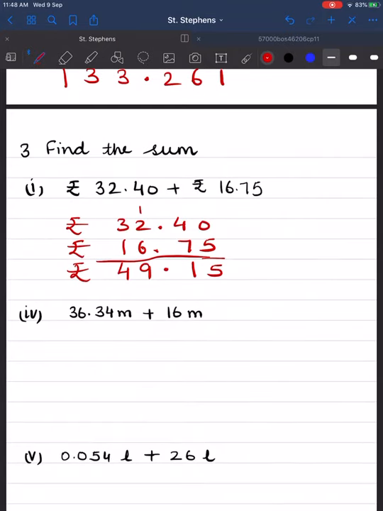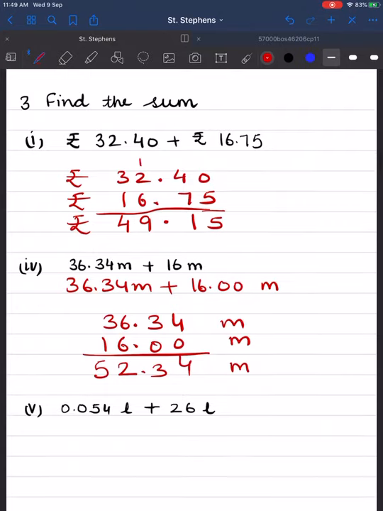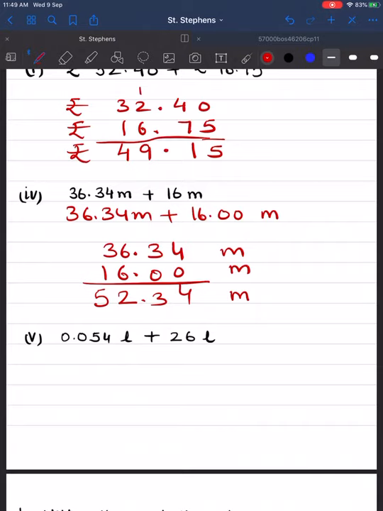Now let's add 36.34 meter and 16 meters. So first let's convert 16 meter into like decimal having 2 decimal places. So we get 36.34 meters plus 16.00 meters. Now let's add 36.34 meters and 16.00 meters. So here we get 4, 3, 12, we write 2, we carry 1 and we get here 5. So we get 52.34 meters.